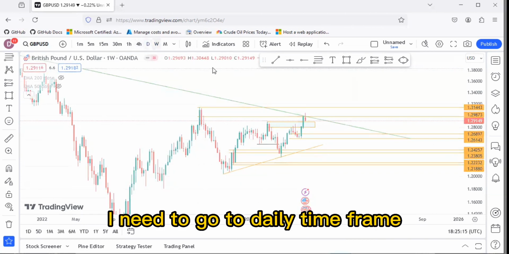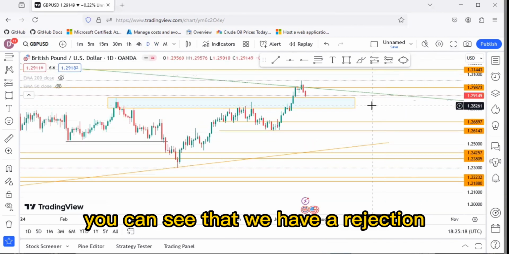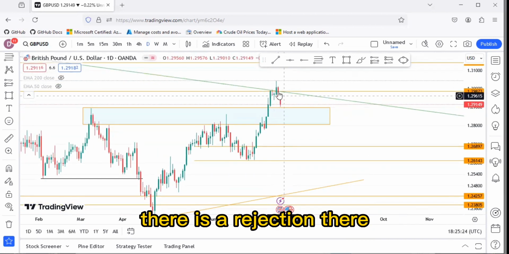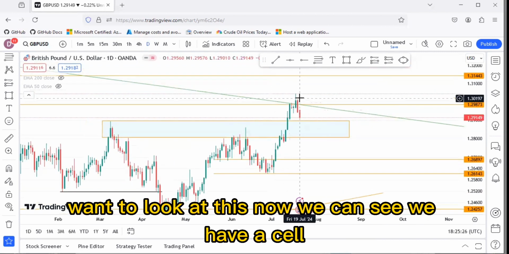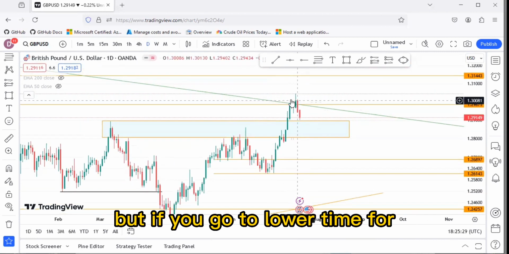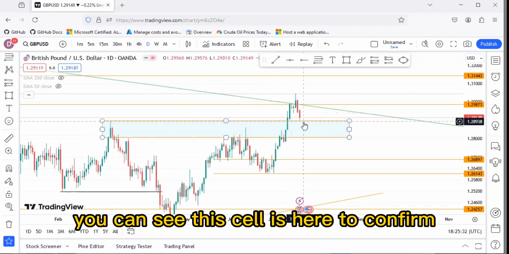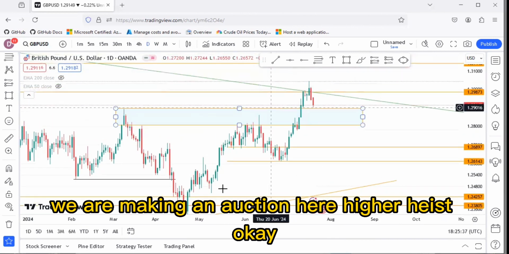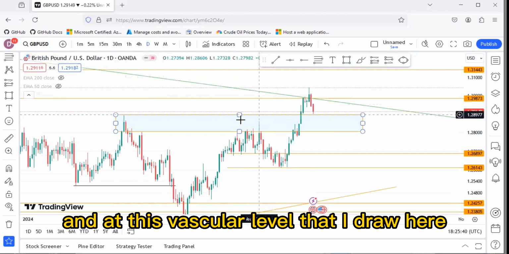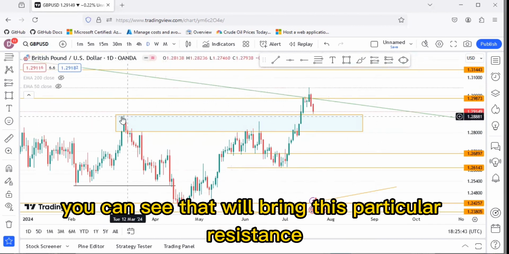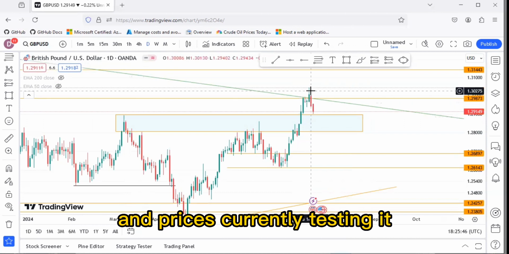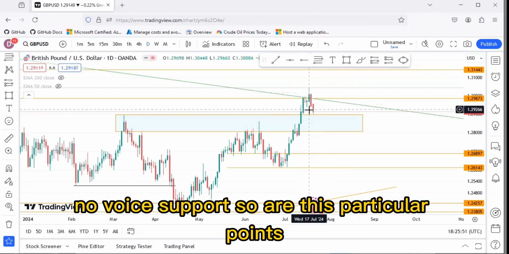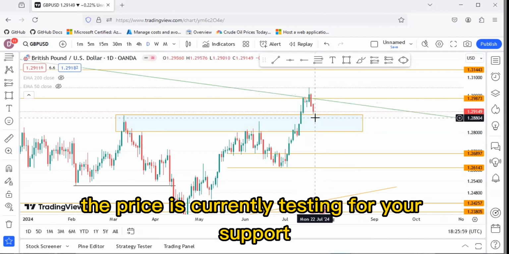If you go to the daily time frame, you can see that we have a rejection at that particular confluence. So now, we can say we have a sell. But if you go to a lower time frame, you can see this sell is yet to be confirmed, because we are making an uptrend here, higher highs. At this level that I drew here, we broke this resistance, and price is currently testing it for support.